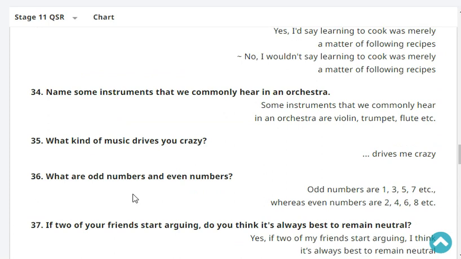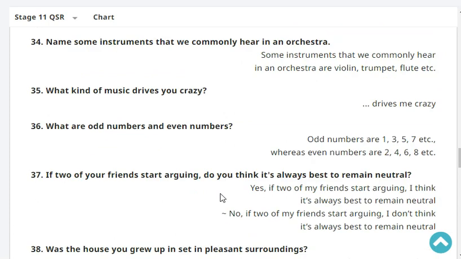Name some instruments that we commonly hear in an orchestra. Some instruments that we commonly hear in an orchestra are violin, trumpet, flute, etc. Very good.